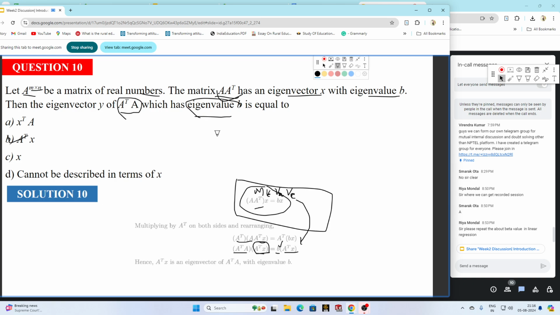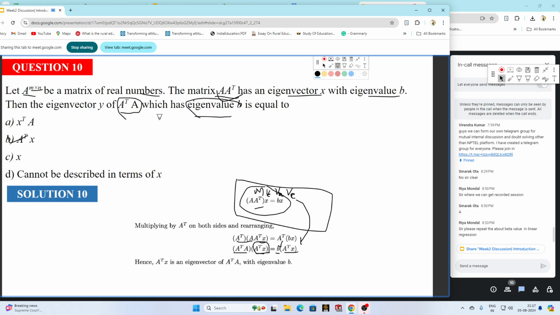Now there is a property of a matrix. What is the property? Matrix into eigenvector is equal to eigenvalue into eigenvector. Again I am repeating, matrix into eigenvector is equal to eigenvalue into eigenvector. That is a property of the matrix. So for this matrix, A A transpose into the eigenvector, that is A A transpose x, will be equal to the eigenvalue b into the eigenvector, that is b x. Up to this I think it is clear.